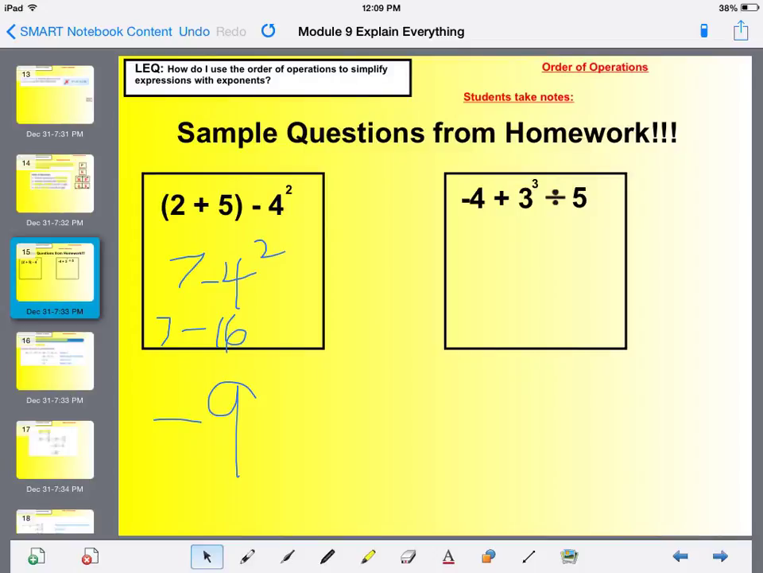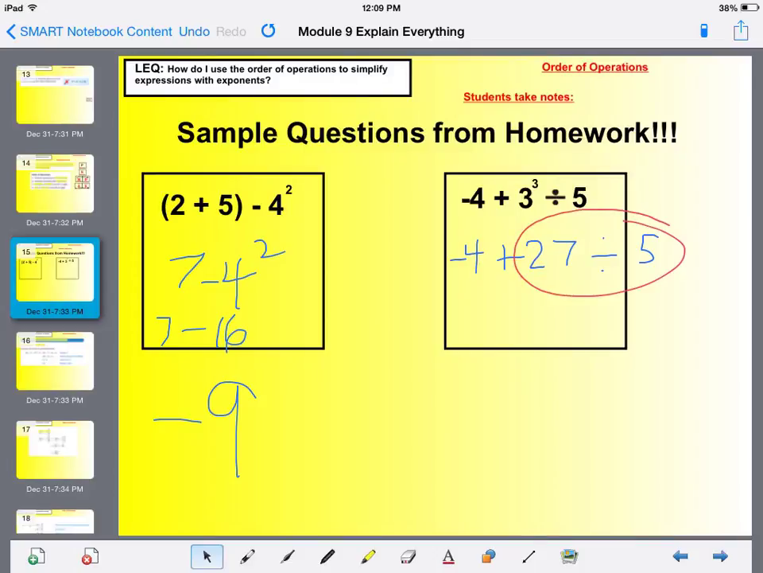Let's try this next one. Negative 4 plus 3 cubed divided by 5. Order of operations says do what's in parentheses first. There are none, so we move on to exponents. Remember, you rewrite everything else. So negative 4 plus 3 cubed really means 3 times 3 times 3. 3 times 3 is 9, times 3 is 27, divided by 5. Order of operations says we do multiply, divide, next, whatever comes first. So we do have a division here of 27 divided by 5.